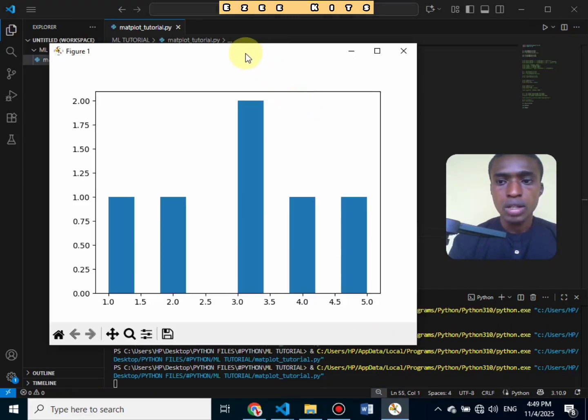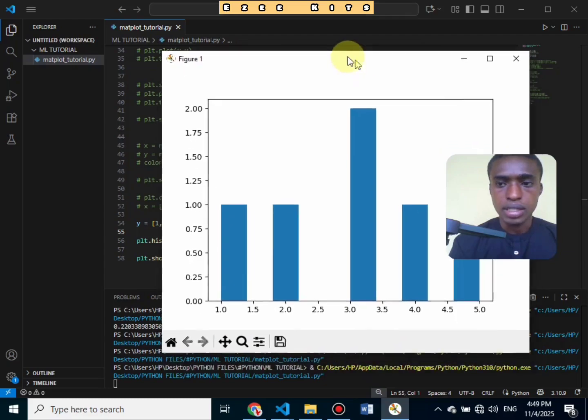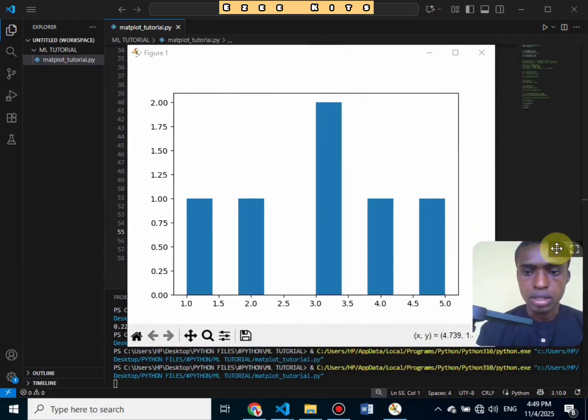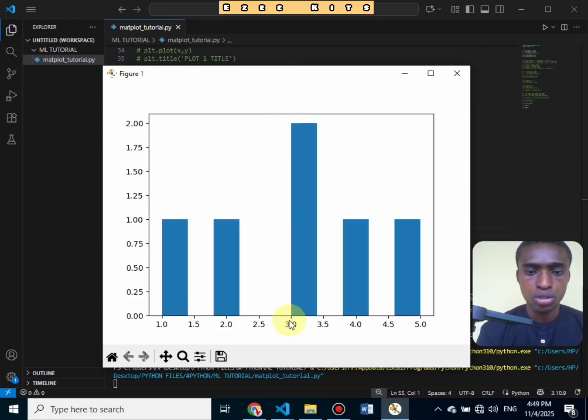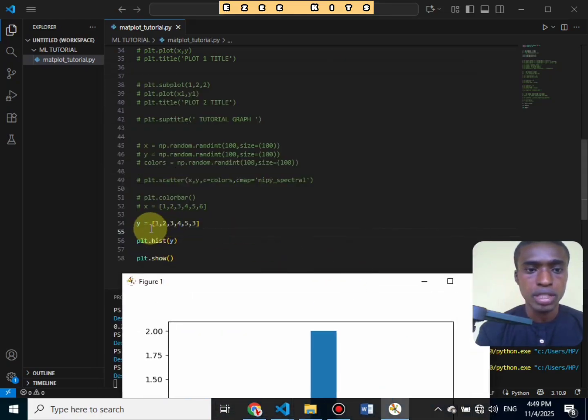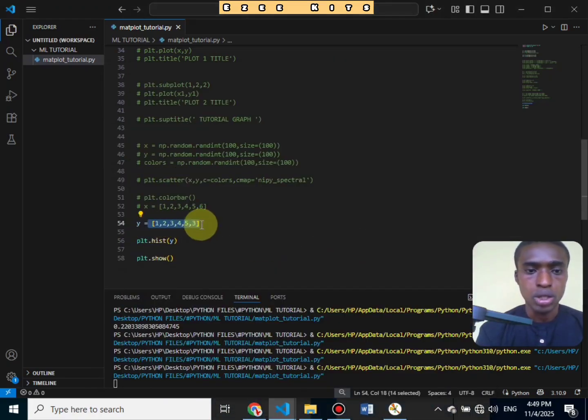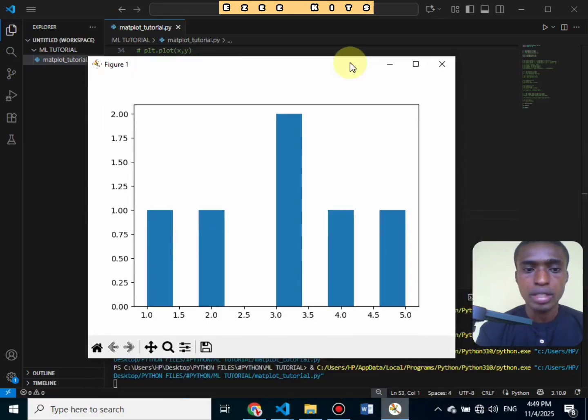When we look at this graph that we have here, we see that we tend to have the highest distribution from 3 to 3.5. So this is the frequency distribution of this set of values, or you can say the values that are inside of this list. But let's tweak our list a little bit.